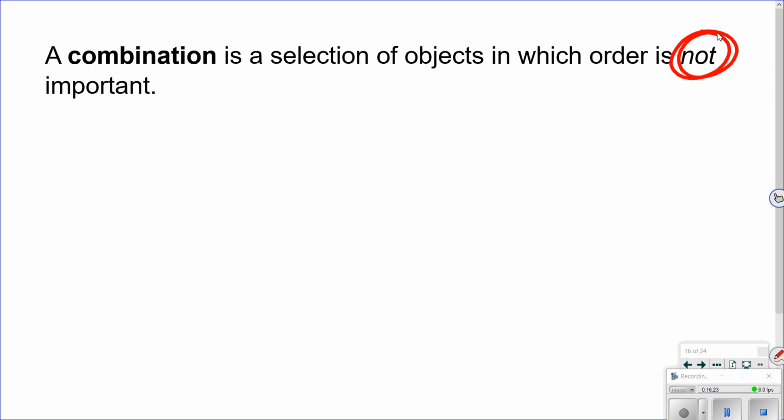I find it ironic, right? You have a combination for a lock. It's kind of funny that they call it a combination because in a combination it doesn't matter what order the numbers are in. So mathematically that's a stupid name for a lock, right? It should be a permutation, not a combination, because the order matters, right? So in a combination, order is not important. It doesn't matter. And I'll show you some examples.